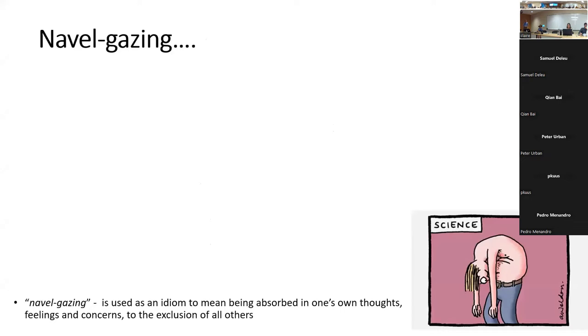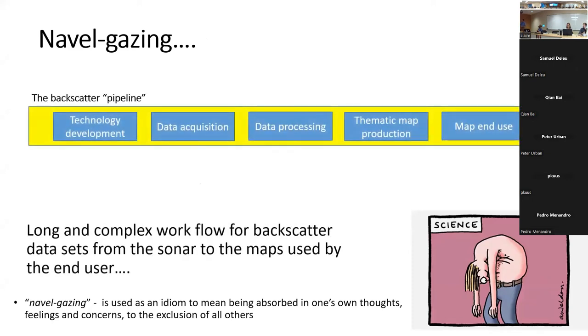So I wanted to start with a little bit of navel gazing, really just to map how we got to the BECOME project, and just provide some context, set my interest in Backscatter. The Backscatter pipeline, it's the long and complex workflow of Backscatter, as you're all well aware. Getting the data sets from sonars, post-processing them, filtering the data in the field, integrating other data sets for thematic map production, and then ultimately those maps are used by an end user.